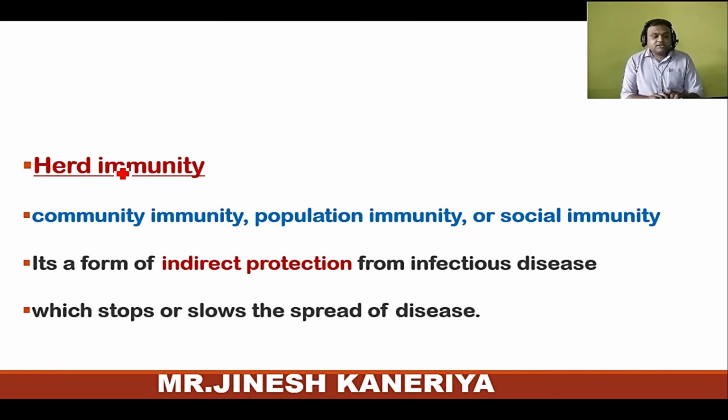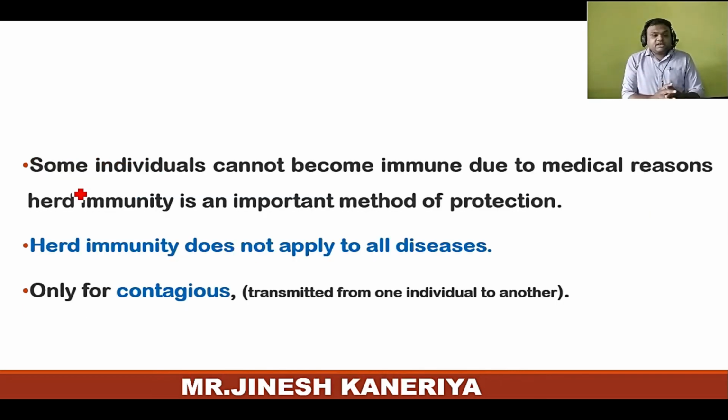Next we discuss herd immunity. So what is herd immunity? Herd immunity means community immunity, population immunity, or social immunity. It's a form of indirect protection from infectious disease. It does not give direct protection against the particular disease, but it gives indirect protection, which stops or slows down the spread of any disease. Some individuals cannot become immune due to medical reasons, but herd immunity is an important method of protection for them.